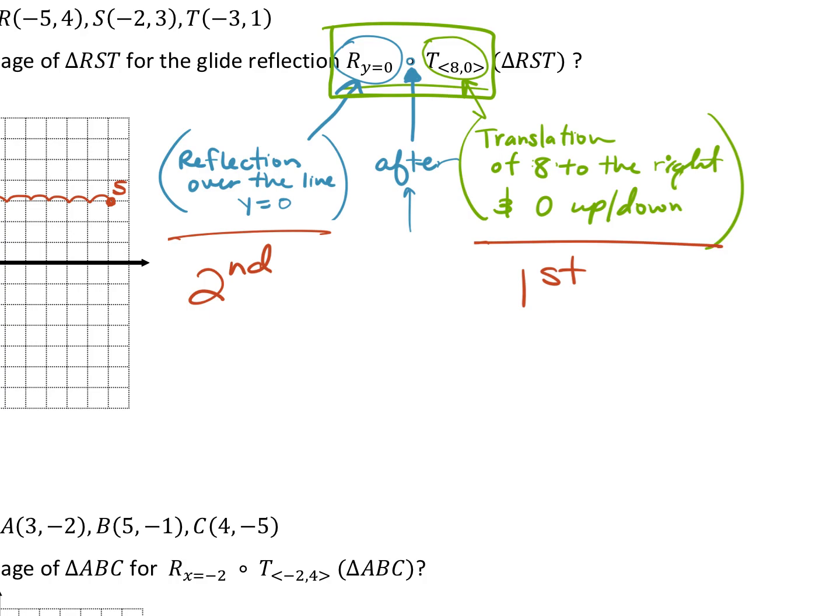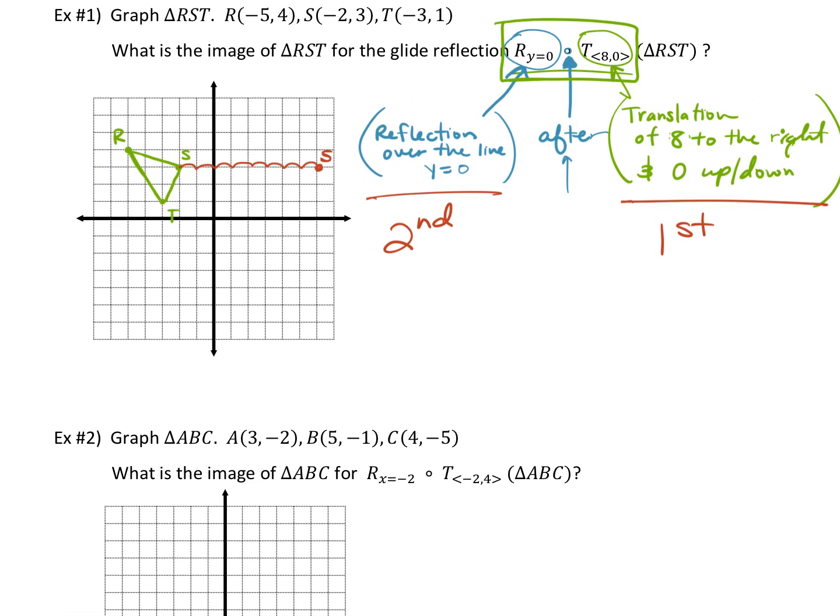Okay, anyway, so you're gonna translate each point. T goes 1, 2, 3, 4, 5, 6, 7, 8. So call this T. Why do we move 8 though? Because the translation is 8, 0. Okay, and then the last one: 1, 2, 3, 4, 5, 6, 7, 8.